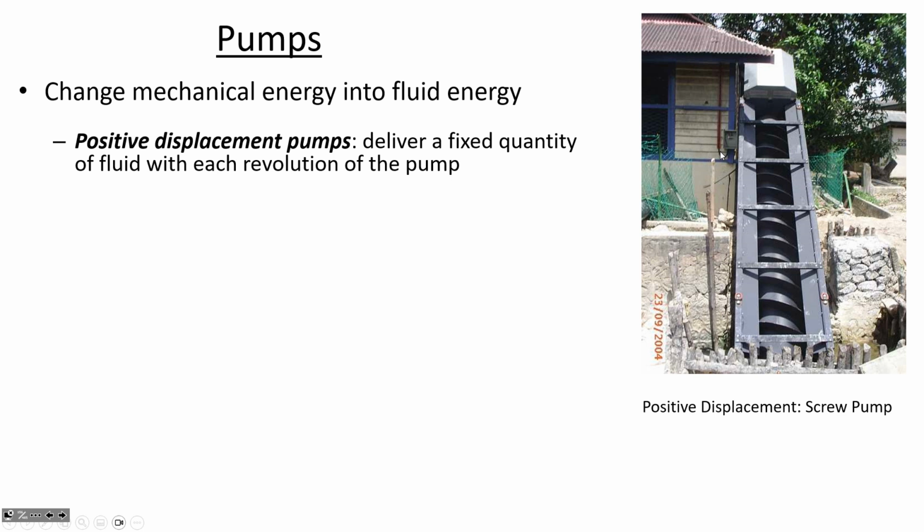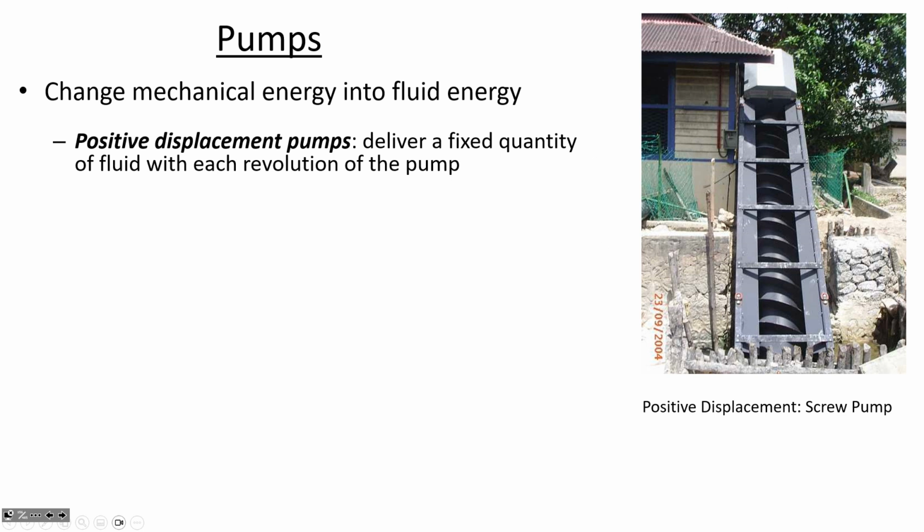So the simplest kind of pump is a positive displacement pump. What a positive displacement pump is, it's a pump where with each rotation or with each cycle of the pump, a fixed volume of water is delivered from one point to the other. So it delivers a fixed quantity, and it's not necessarily even adding pressure. It's just moving the water from one place to another.